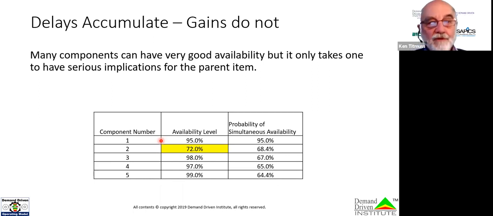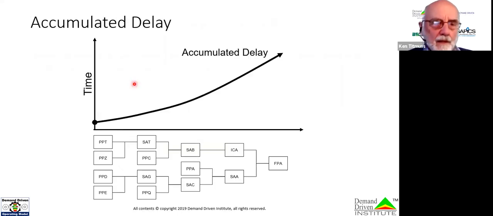Many components can have very good availability, but it only takes one to have a serious implication on the parent part. So we only need one component with low availability, and we have a problem. The other thing is accumulations: delays accumulate. If we look here, we've got a bill of materials, we're manufacturing this product, FPA, and as we go through the process, we get delays, and these delays accumulate. And so the time it takes us to get this product out the door is extended.